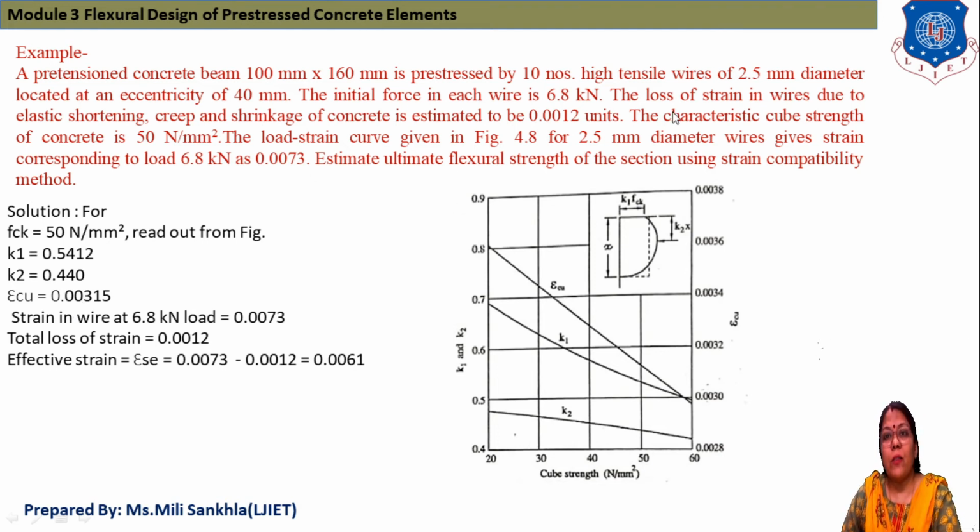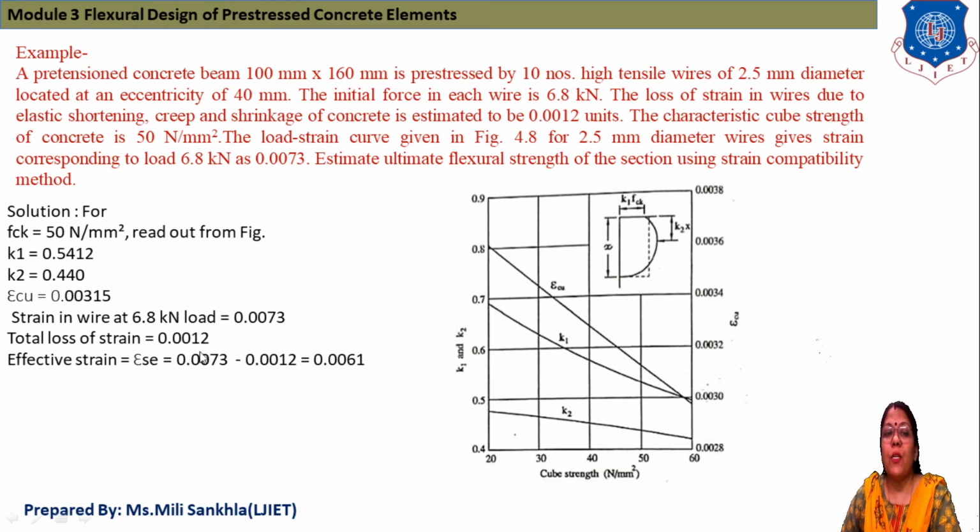Look at this, the value is given 0.00315, that is our epsilon Cu. Again we can see here, epsilon Cu is equal to 0.00315. Strain in wire at 6.8 kilonewton load is equal to 0.0073.